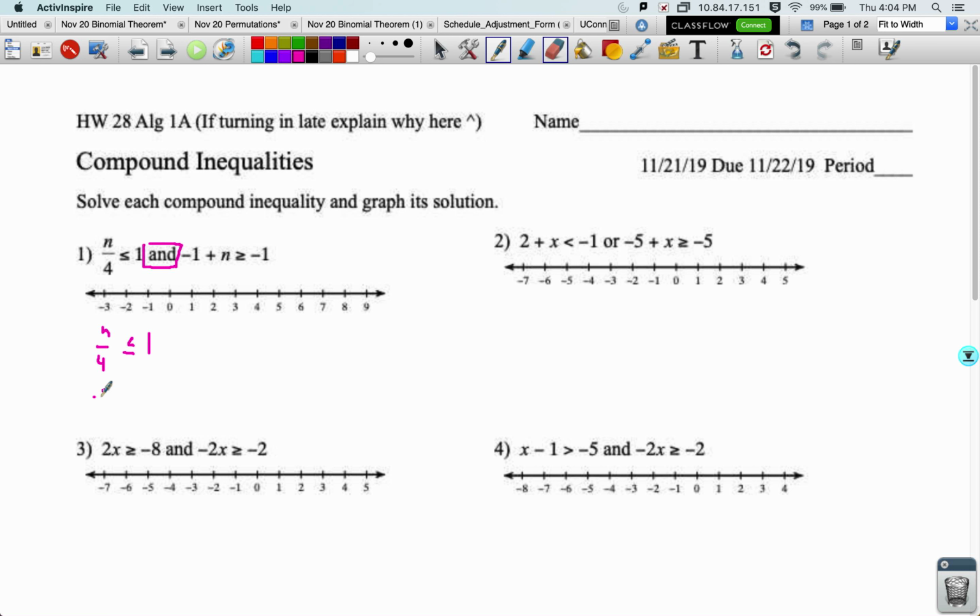This n is being divided by 4, so I get rid of that with the times 4. Got to do that to both sides. And I get that n is less than or equal to 4. Keep the word and in the middle here. Let's copy down this next one.